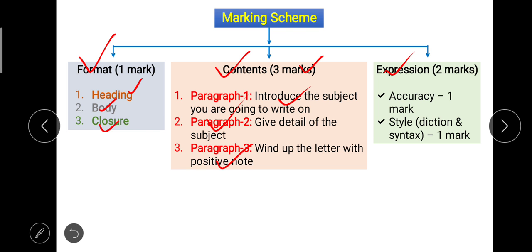Then is expression, and for expression students are allotted 2 marks. Expression is divided into 2 parts: accuracy and style. For grammatical accuracy 1 mark is allotted, and for style, that is use of diction and syntax, that is use of words, phrases, and sentence structures, 1 mark is allotted. So in total it becomes 6 marks.